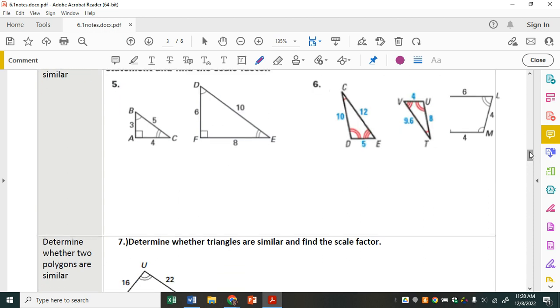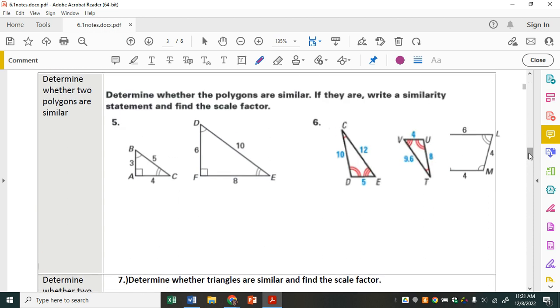Go ahead and pause. You can go through and you can check on number 6 if these figures are going to be similar. And then we can go over 6 together. But on 6, you just don't need this last figure here, obviously. So go ahead, pause it. Try number 5, write out your ratios, see if they're similar, and tell me your scale factor.